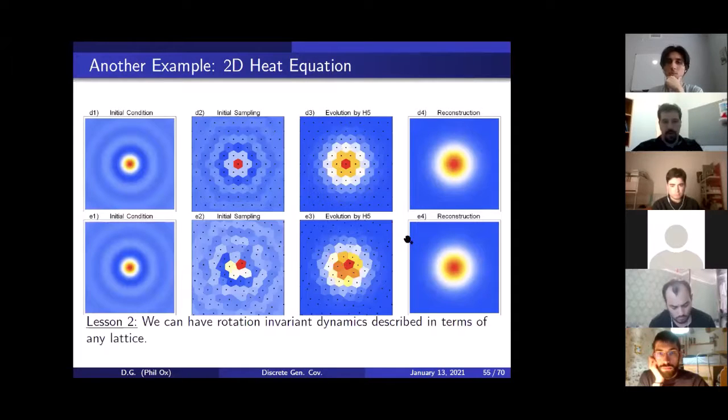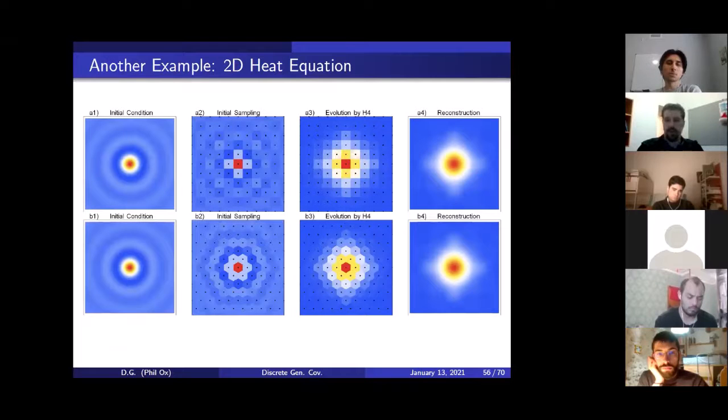Moreover, we could take this initial condition and sample it on a hexagonal lattice or on an irregular lattice and evolve those forward in time by this lattice's version of H5. It's still exactly H5, the same dynamics, just rewritten in terms of these sample points. And in each case, you'll find that the state's rotation invariant at the end of the day. So you can have rotation invariant dynamics described in terms of any lattice that you like. That's not a problem for us.